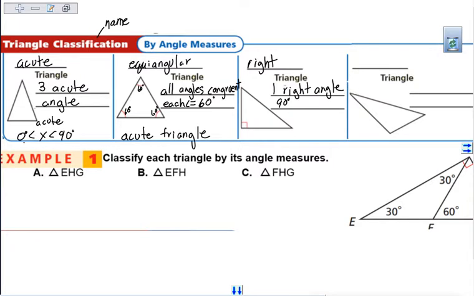Our last classification for triangles is an obtuse triangle. And obtuse triangles have one obtuse angle. Remember that obtuse angles have to measure greater than 90 degrees and less than 180 degrees. And again, there can only be one obtuse angle in an obtuse triangle. The other two angles have to be acute.